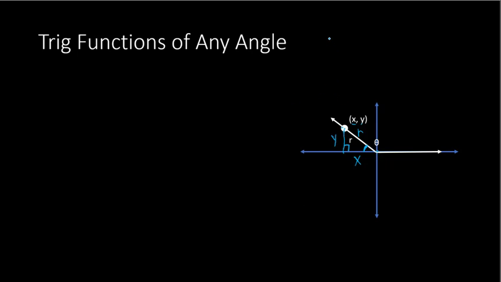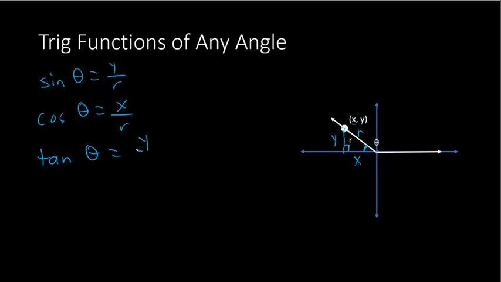So now with that information, if we try to find sine, cosine, and tangent: sine of that angle, sine of theta, is equal to opposite over hypotenuse, which is y over r. Cosine of that angle is equal to adjacent over hypotenuse, or x over r. And tangent of theta is equal to opposite over adjacent, which would be y over x. And then we can do the inverses of each of these functions as well.